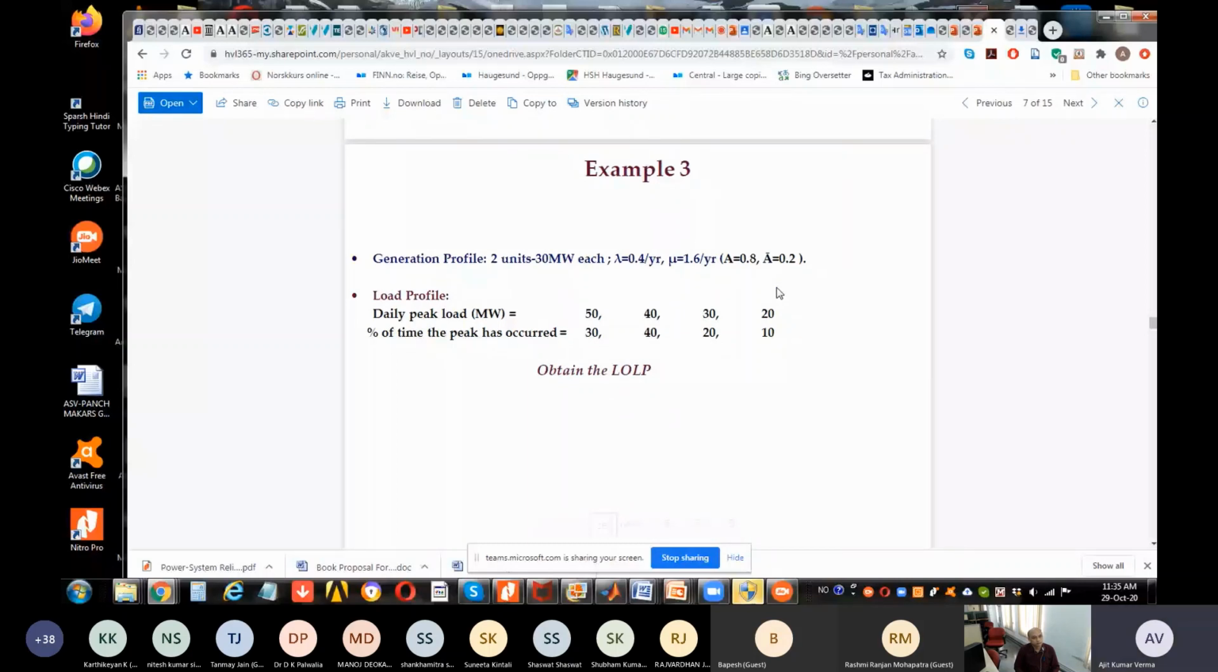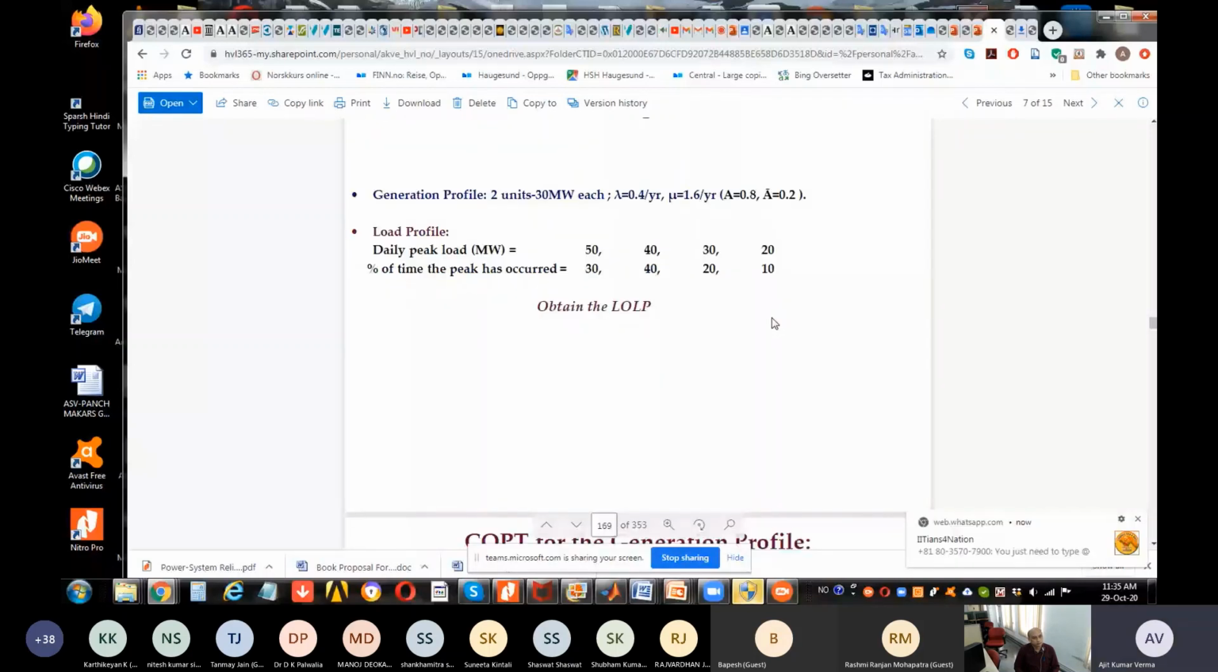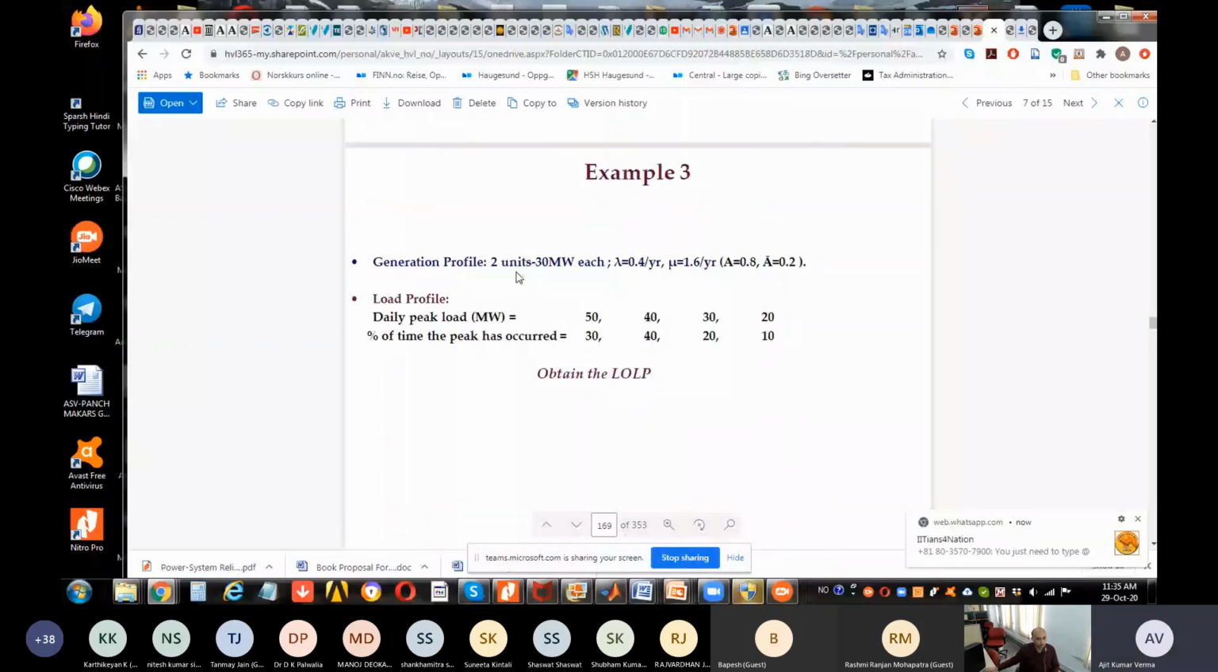Let's take an example where you have a generation profile, which is two units, 30 megawatt each, with the failure rate and the repair rate provided. That means you already know the availability or the probabilities of being operational. That's 80%. You use these figures to calculate mu by lambda plus mu, which gives you the availability. Lambda by lambda plus mu gives you the unavailability.